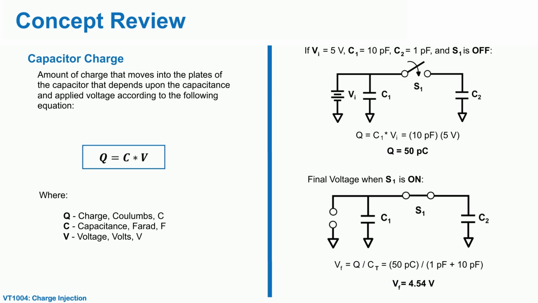Vf is equal to Q divided by Ct, equals 50 picocoulombs, the value that we calculated earlier, divided by the total capacitance of C1 and C2. The final voltage when the S1 is closed is equal to 4.54 volts. This is a short reminder that helps you understand the charge injection, as this involves the redistribution of the charge.